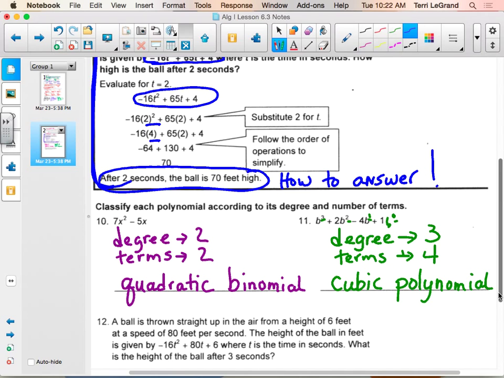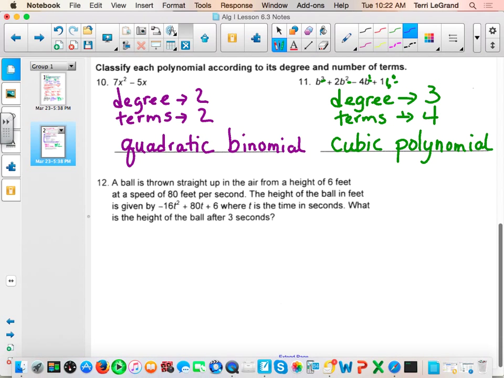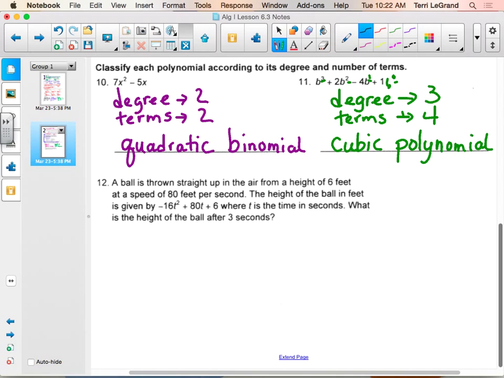Okay, let's go grab your other pencil again and practice this one. This time we have the ball being thrown straight up in the air, but from a height of 6 feet and at a speed of 80 feet per second. Circle what our polynomial is that represents that. We have negative 16t squared plus 80t, there's our speed, and from a height of 6 feet, plus 6. Let's write that one down here, because we're going to substitute into it.